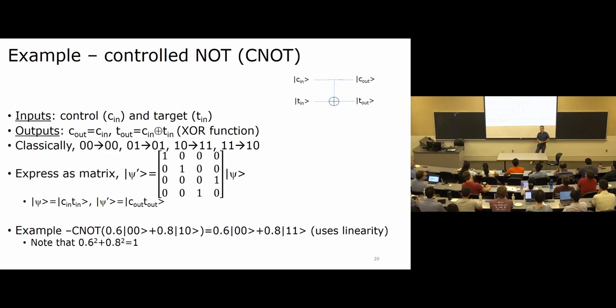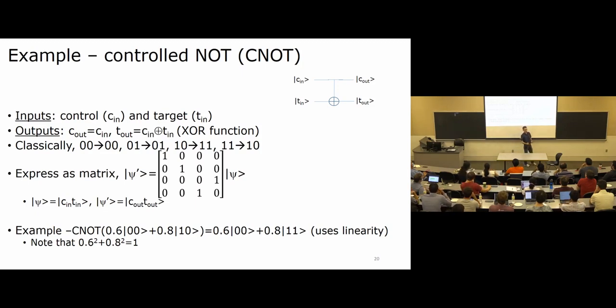Now, I didn't choose this randomly. The two magnitudes are 0.6 and 0.8. Their squares are 0.36 and 0.64. Their sum is 1. So this is a unit norm type of vector. And when I apply the C-naught, because these are all superpositions, everything is linear, I have 0.6 times the C-naught applied to ket 0,0, which is again ket 0,0, plus 0.8 times the C-naught applied to ket 1,0, which is now ket 1,1. So I'm getting 0.6 times ket 0,0 plus 0.8 times ket 1,1.